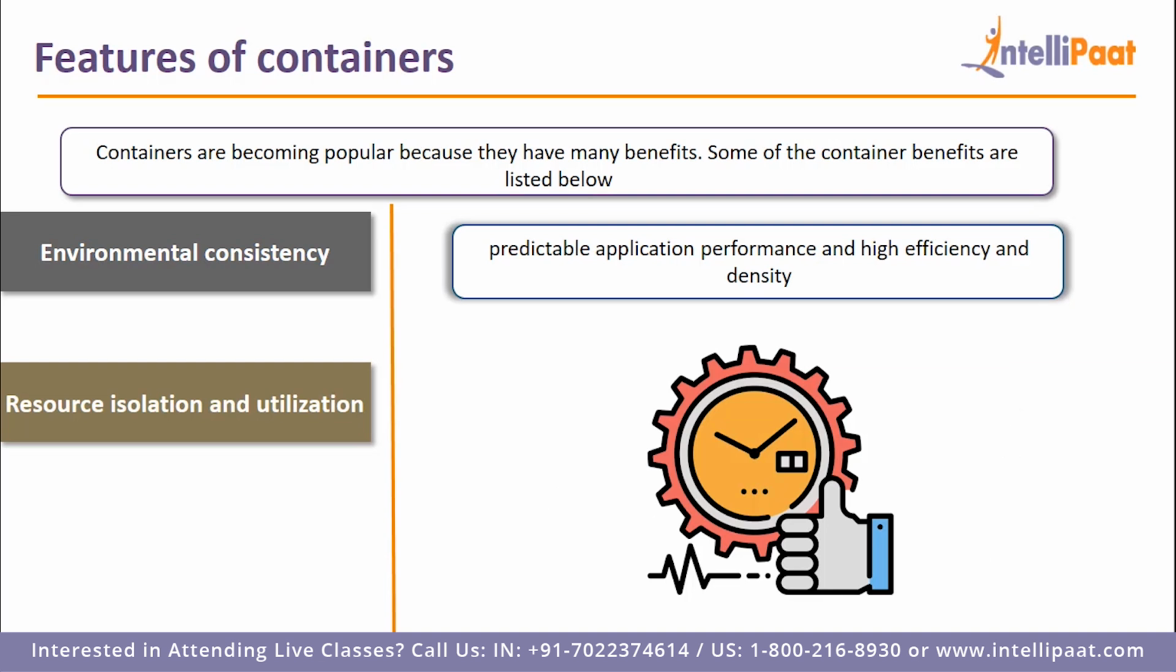And finally, we have resource isolation and utilization. So you have predictable application performance and high efficiency and density of the things that you can do. So you have a logical set of resources which can be used much more efficiently because the applications are going at it at all times. So you have better management of resources altogether, and you get more density, that is work done per unit time. So that provides you with a higher efficiency and higher performance rate. So that's a very good advantage to have again.